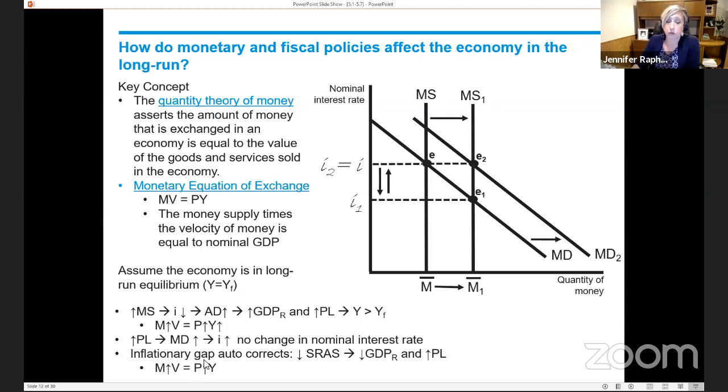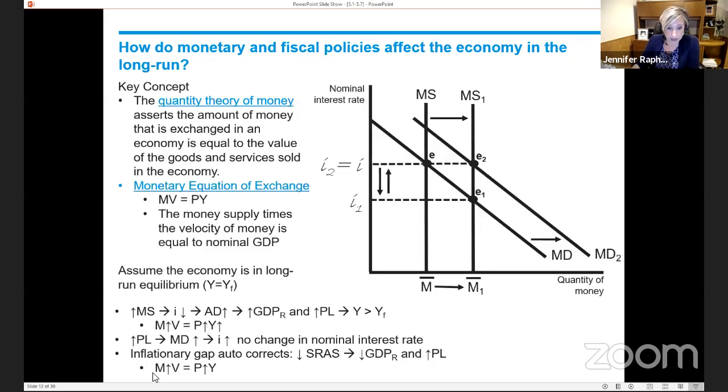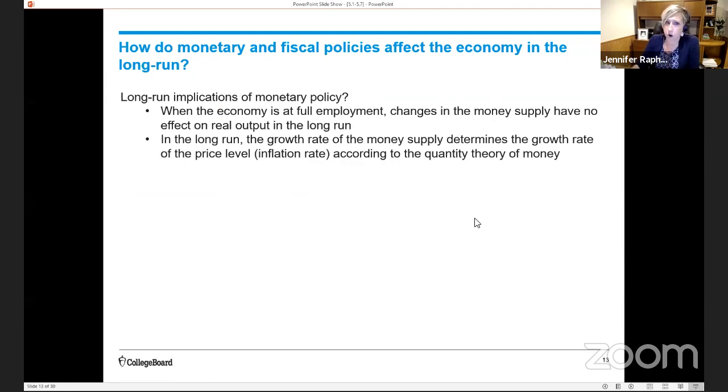So we've looked at the long run neutrality of money in a couple of different ways here to prove that since money is not a resource, it's not going to affect potential output in an economy. So these are sort of the key takeaways. When the economy is at full employment, changes in the money supply have no effect on real output in the long run. And in the long run, the growth rate of the money supply determines the growth rate of the price level. That's it. And that's what we saw right here. The growth in the money supply determines the growth rate in the price level because it can't affect potential output. And that's according to the quantity theory of money. So those are the long run implications of monetary policy that you want to be really familiar with.